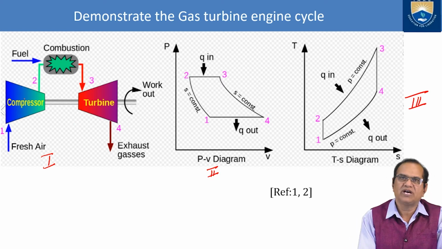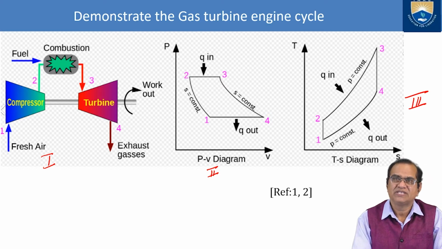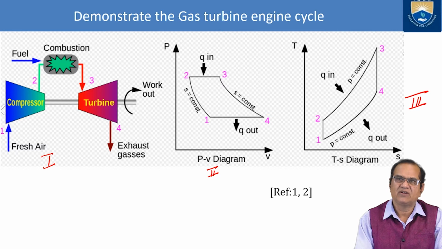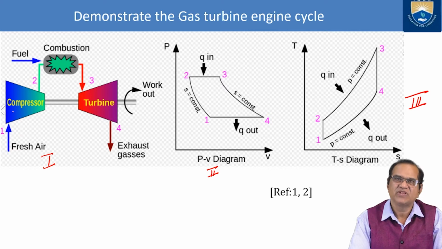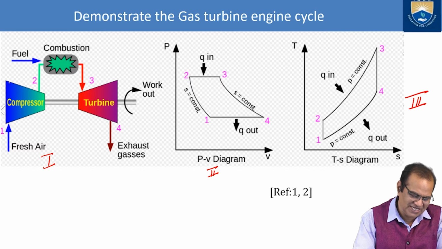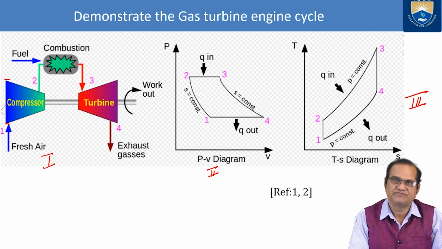So here we have the three major components of the gas turbine engine. First one is the compressor, second one is the combustion chamber, and third one is the turbine. So here, if you see, the fresh air is entering, goes to the compressor, and you can see the size is reducing. As it is compressing, the size of the compressor is reduced.